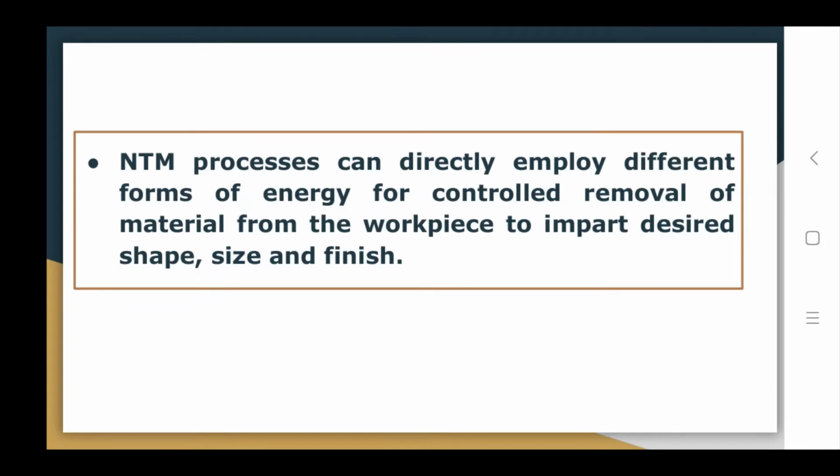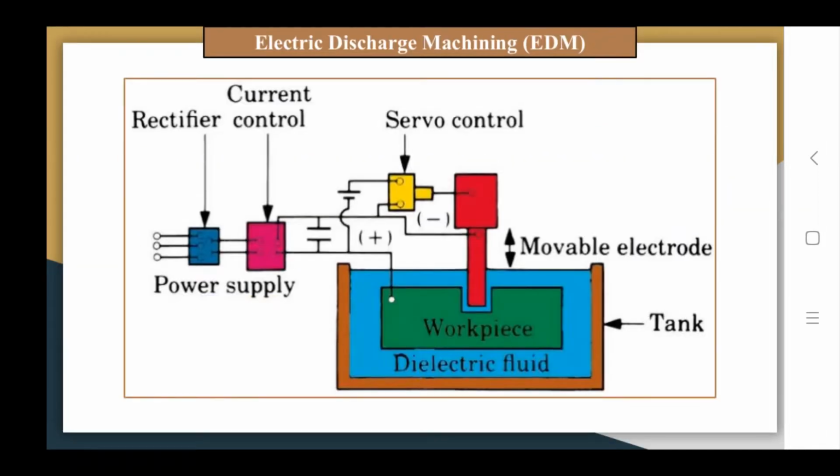Unlike conventional metal cutting processes, non-traditional machining processes also employ different forms of energy for controlled removal of material from the workpiece and to impart the desired shape, size and finish. If you consider electric discharge machining, it is a thermal energy based process where material is removed by localized melting or vaporization, and a huge amount of heat is generated by means of an electrical spark.